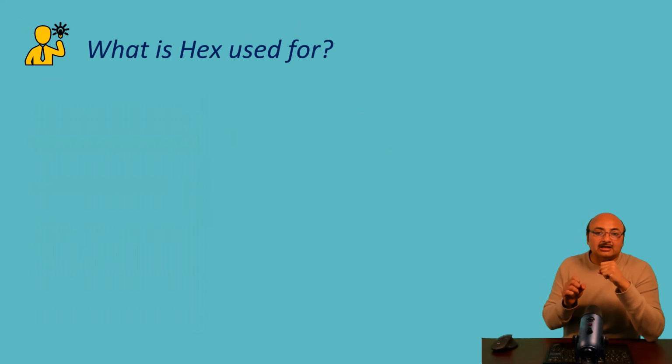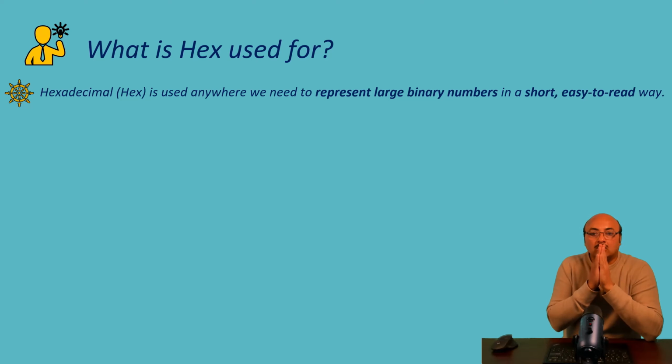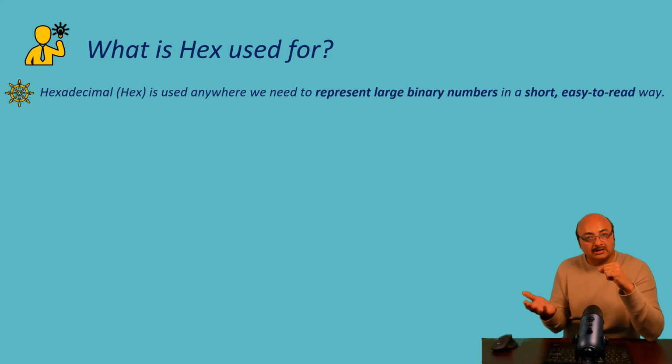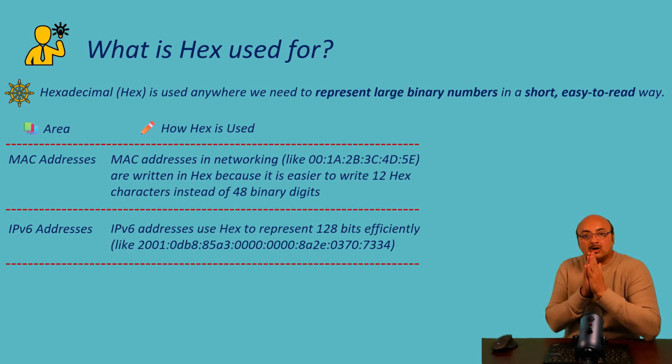And finally, to the use cases of hex. Where do we use hex? Anytime we have to represent a long binary number in a short and easy way, we use hex numbers. The two examples in networking are MAC addresses and IPv6 addresses. For now, remember MAC addresses and IPv6 addresses. These are topics that I am going to cover in my subsequent lessons.